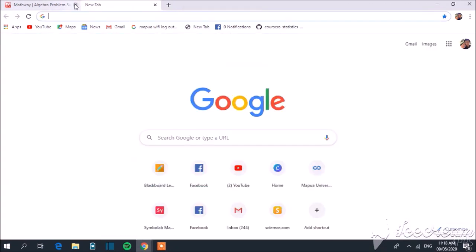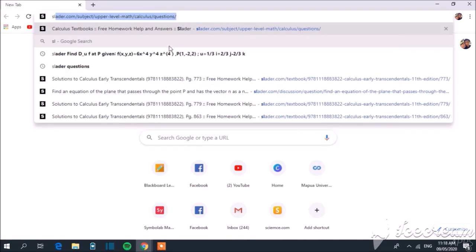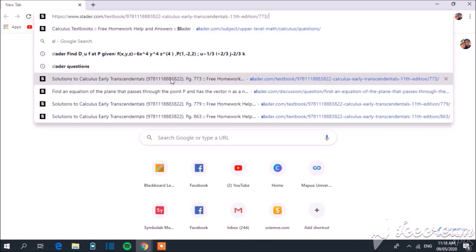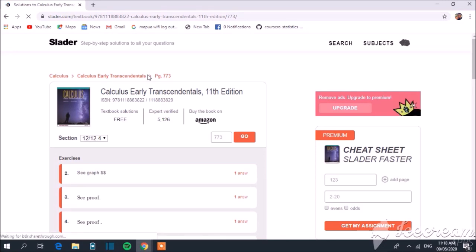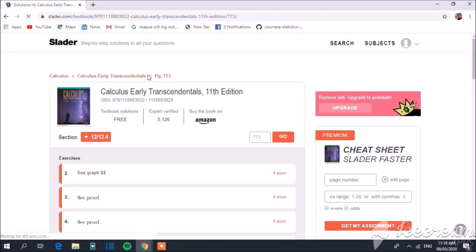Okay, so this next one will be another website that shows answers. This one even shows solutions. This is the site that actually has solving. So let's say this is sladder.com. Let's get into it. Sladder.com accesses different books.